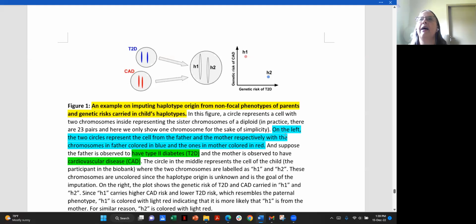They've explained here on the left, the two circles represent the cell from the father and the mother respectively, with the chromosomes in the father colored in blue and the ones in the mother in red. So they've explained what the colors mean. They've labeled the axes. They've also explained what the abbreviations mean: type 2 diabetes, T2D, and cardiovascular disease, CAD. So they've included all the elements that are needed in a figure.